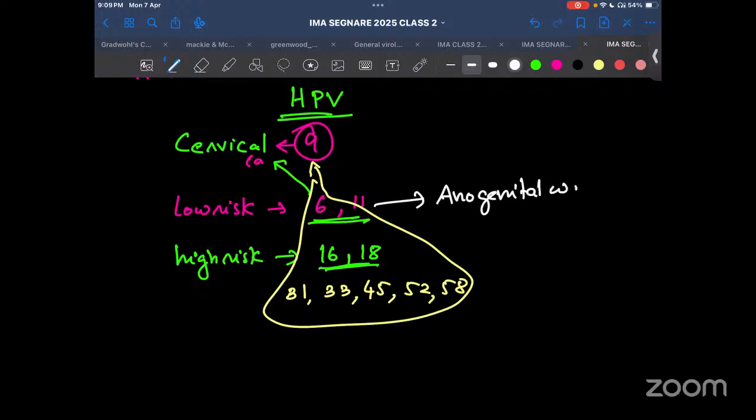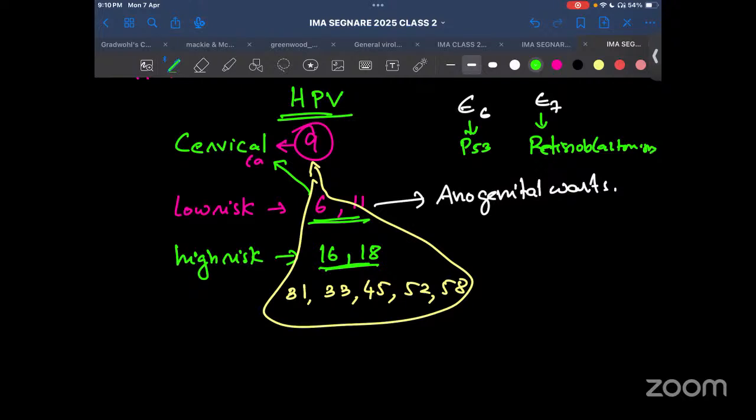anogenital warts. Now, what are the proto-oncogenes? So the oncogenes are actually E6 and E7. E6 inhibits the p53 gene, and E7 inhibits the retinoblastoma gene. Okay, so those are the proto-oncogenes.